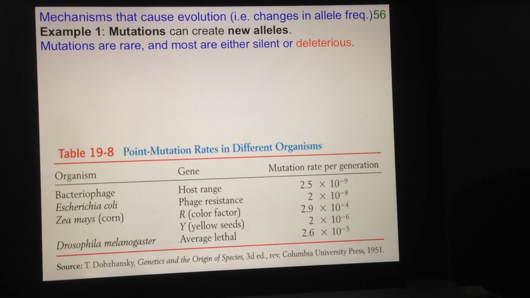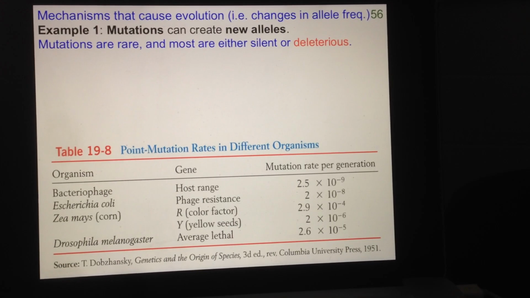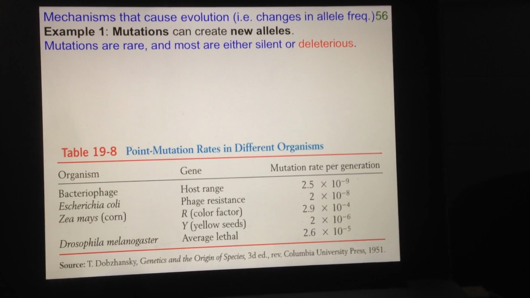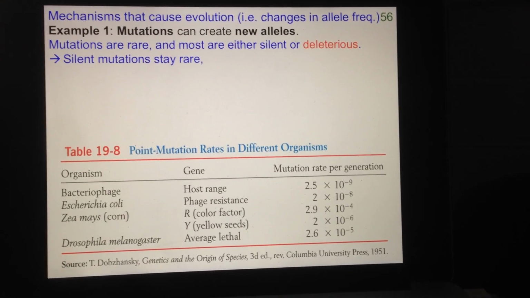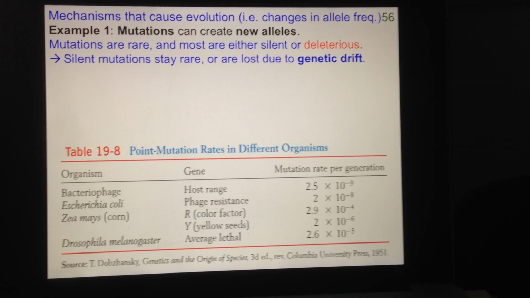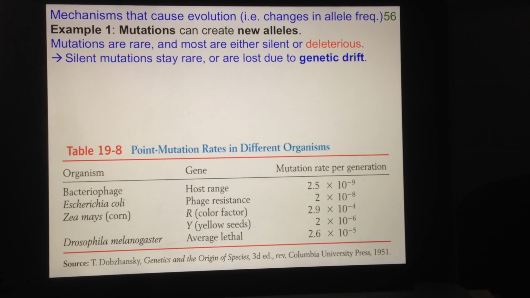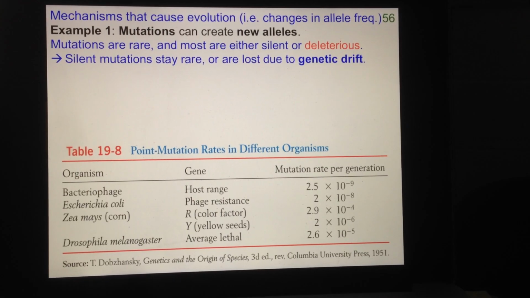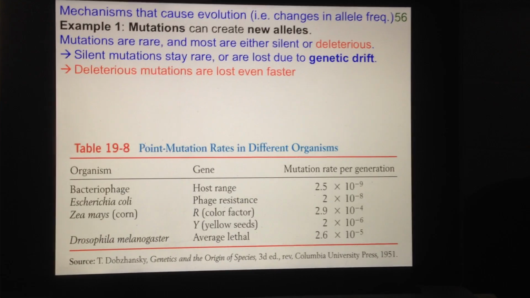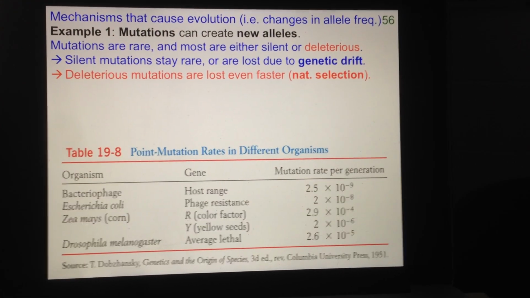Most of these mutations are also silent or often deleterious. If you randomly change a letter in a gene, it's probably not going to make it better. Silent mutations are ones that don't affect any amino acid at all, in which case they generally just stay at a very low percentage or are lost due to genetic drift. Deleterious mutations are lost even faster than that because natural selection acts against them.